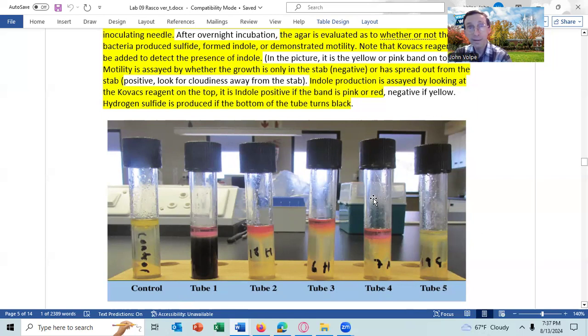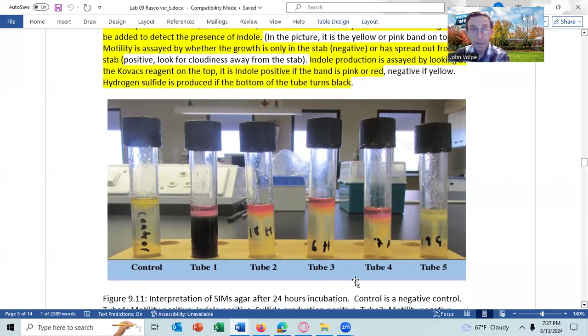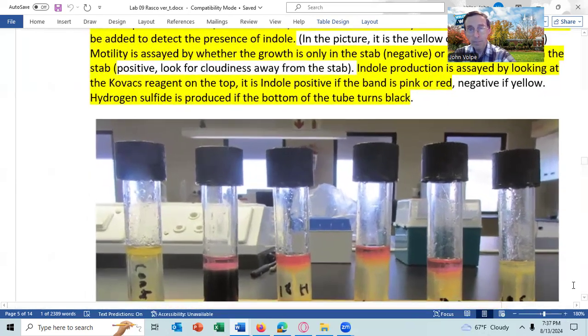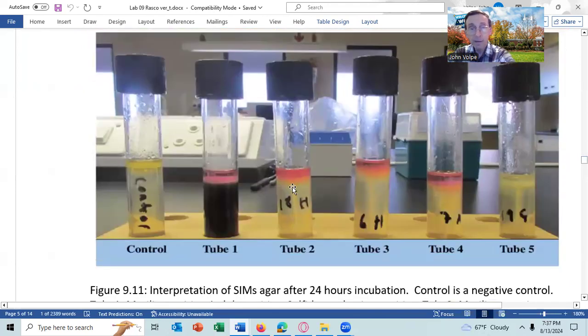And then the last test, SIM, is you're looking at motility. And you inoculate the tube. Let me blow this up a little. If the bacteria is only growing in the stab, then the bacteria is not motile. If the bacteria are growing outside of the stab, and this one is flared, especially right there, then the bacteria is motile, non-motile, non-motile. This one you can't see it, but because the black is everywhere, we can assume that this is motile. And then that's negative, negative control.